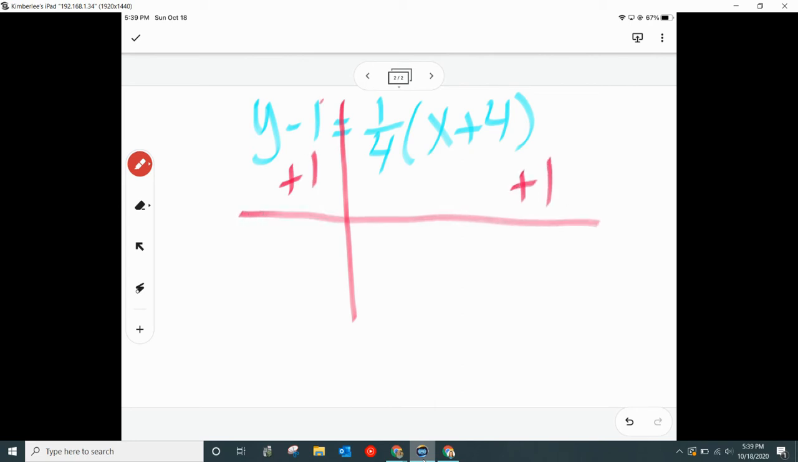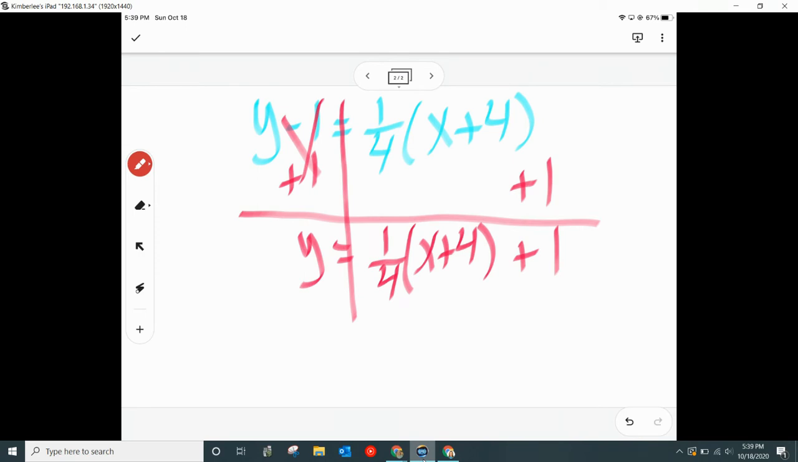Well, negative 1 plus 1 is 0. Look, now I just have y by itself. But I still have all this stuff, 1/4 times x plus 4. Now that's one whole term because they're all things that are multiplied together. And then I can stick the 1 on the end over here. So be careful when you're moving just one constant, one number over. You really are just going to stick it on the end over there by itself.